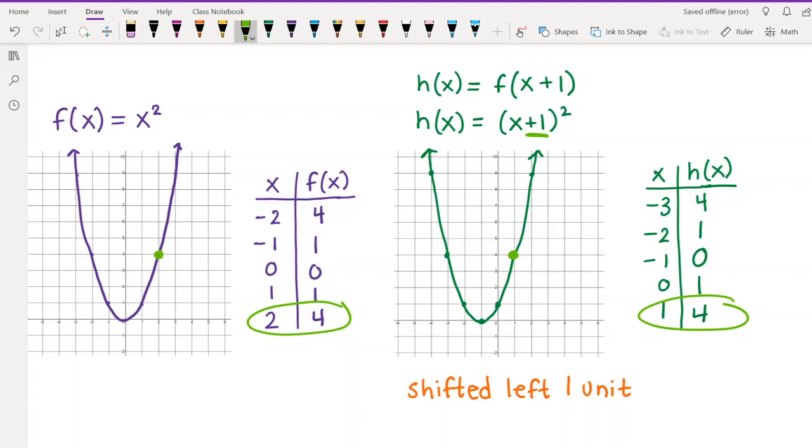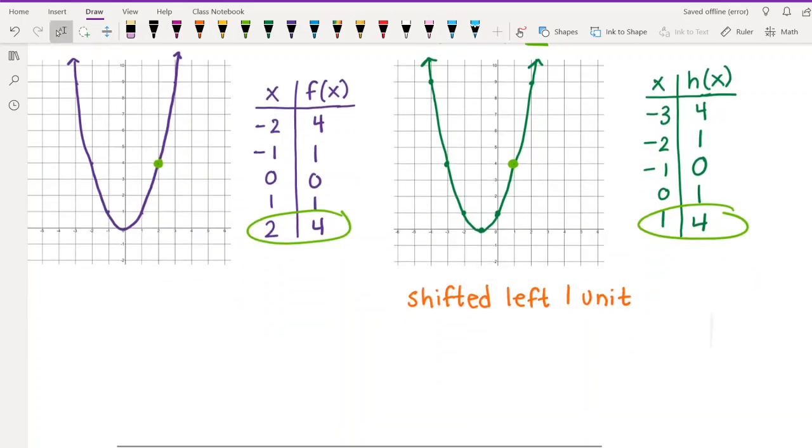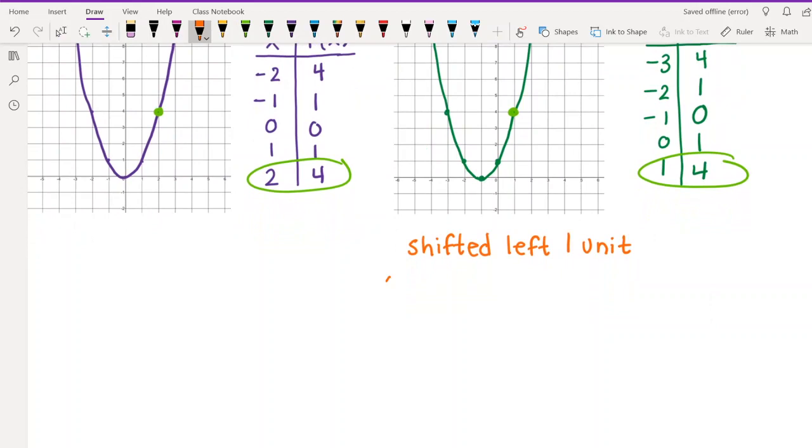And that causes the graph to shift left, right? So these inputs are all 1 less than these inputs, whereas the outputs stay the same. And so that gives us this horizontal shift to the left by 1. So let me just describe what that actually looked like in the graph. If you're shifting to the left by 1 unit, that means that you're going to subtract 1 from every x coordinate.